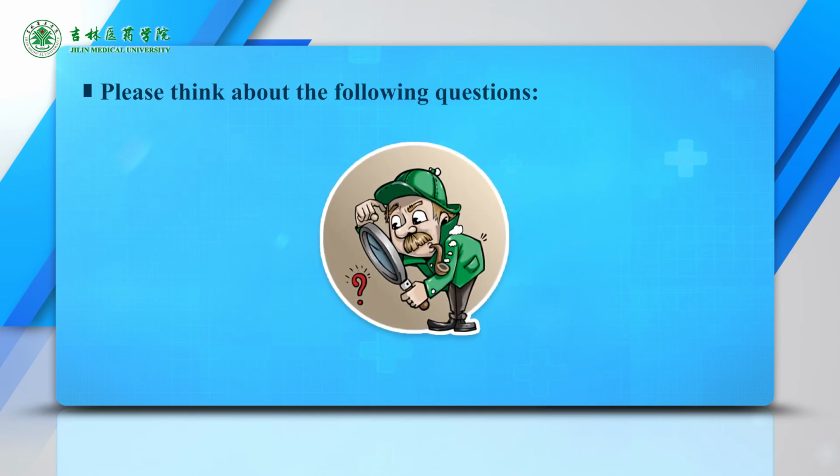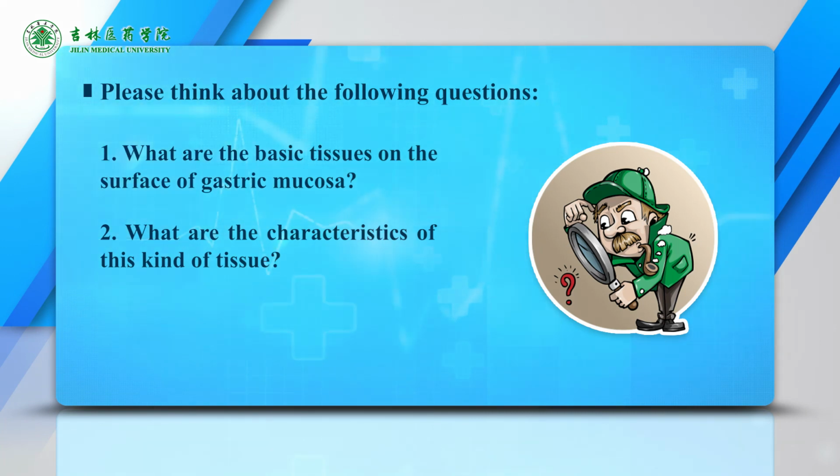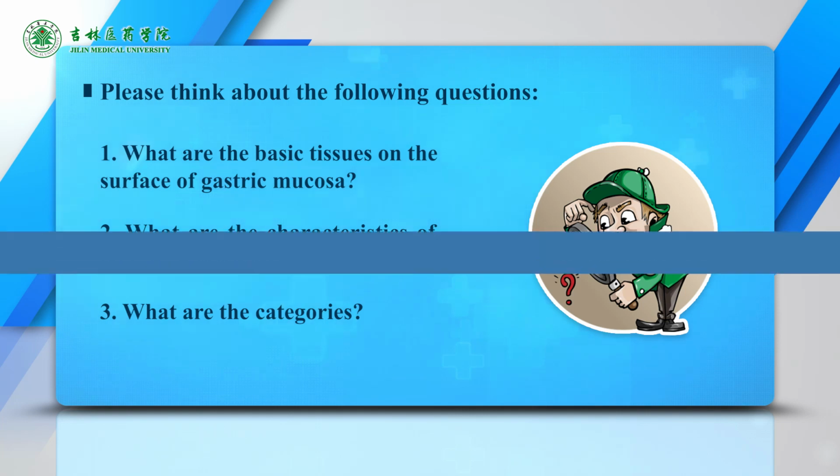Please think about the following questions. What are the basic tissues on the surface of gastric mucosa? What are the characteristics of this kind of tissue? What are the categories? With these questions, let's start today's study.